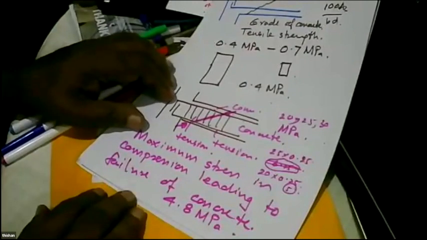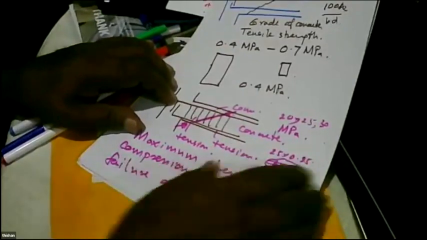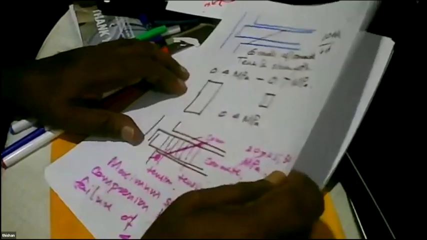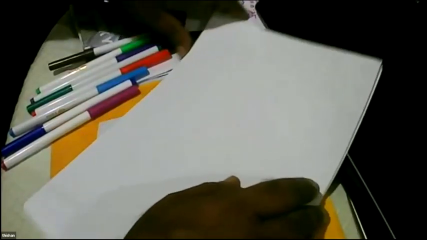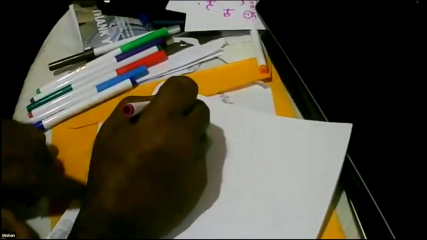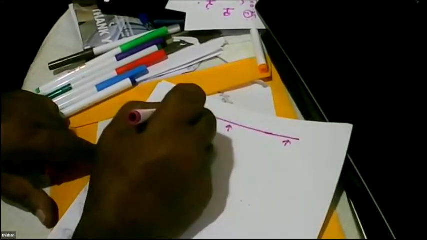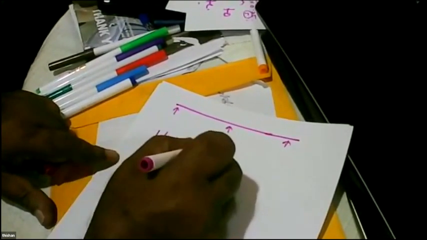So generally I have a rule. Maximum shear capacity is 5 in concrete. If the maximum shear capacity is 5 and minimum is 0.4, what shall I do? I generally select the section for maximum shear at the support.